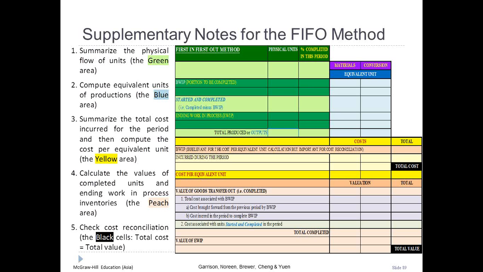Number 1, summarize the physical flow of units, which is the green area. Number 2, we compute equivalent units of production. That's the blue area. Number 3, we summarize the total cost incurred for the period and then compute the cost per equivalent unit, which is the yellow area. 4, we calculate the values of completed units and ending work in process inventories, the peach area. And 5, we check reconciliation, which is the black cells, and total costs equal total value.